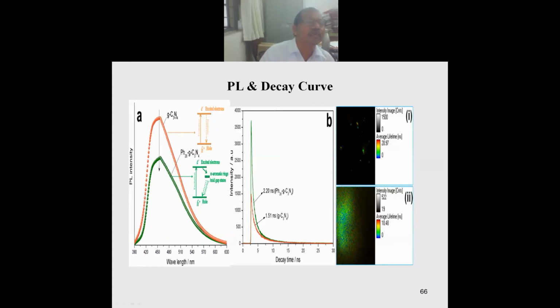It is for GC3N4, and the lifetime for phenyl grafted GC3N4 is less, while for GC3N4 it is high. When it is excited, electron and hole are generated and they recombine, and the recombination rate is high here. Recombination is reduced because of the phenyl grafting, which is an aromatic ring, and there is a formation of a mid-gap structure. This is again the lifetime of the phenyl grafted GC3N4 and the GC3N4.